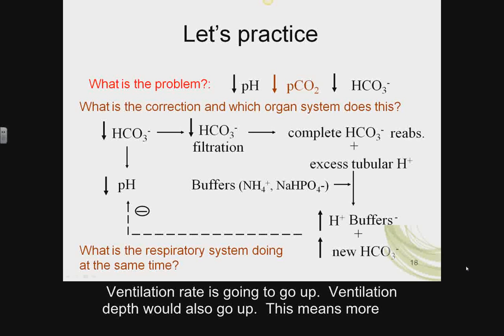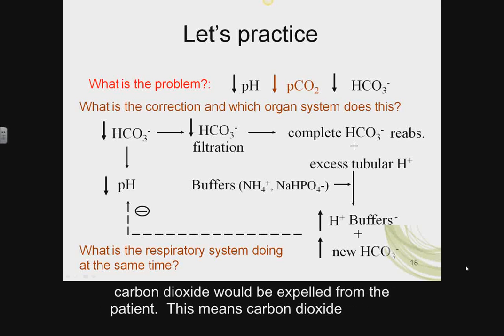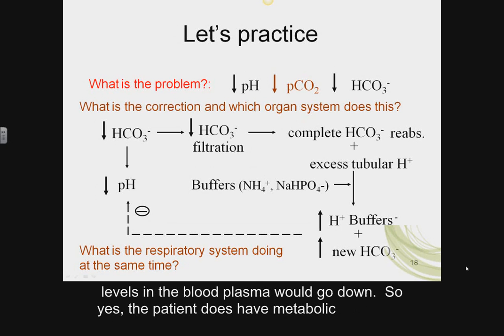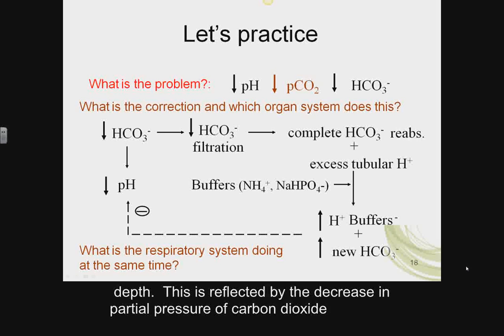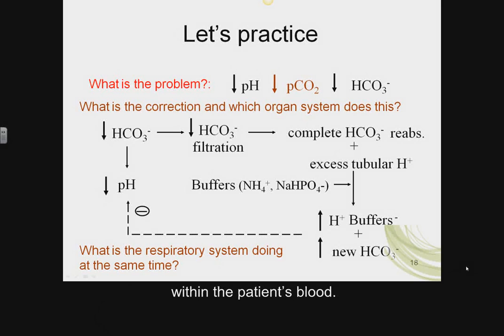Is the patient compensating? What would the lungs be doing? Ventilation rate is going to go up. Ventilation depth would also go up. This means more carbon dioxide would be expelled from the patient. This means carbon dioxide levels in the blood plasma would go down. So yes, the patient does have metabolic acidosis, and yes, the patient is already compensating through increased ventilation and depth. This is reflected by the decrease in partial pressure of carbon dioxide within the patient's blood.